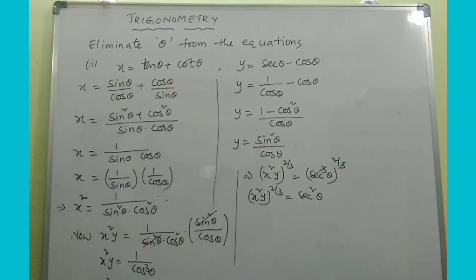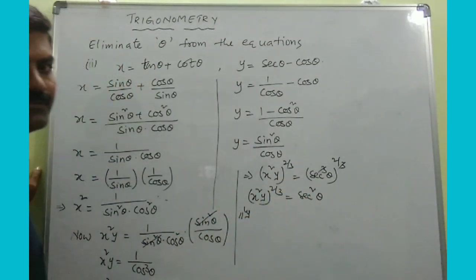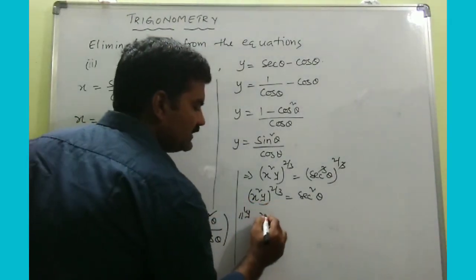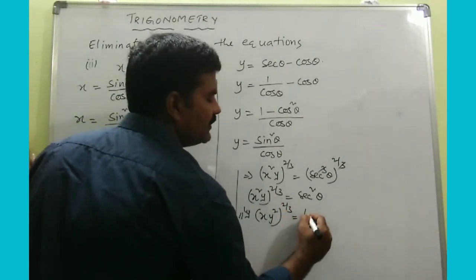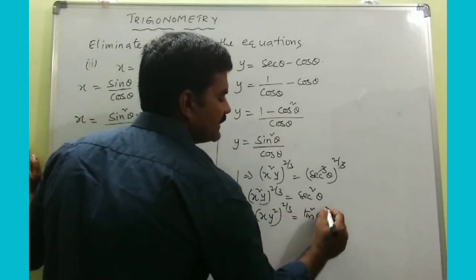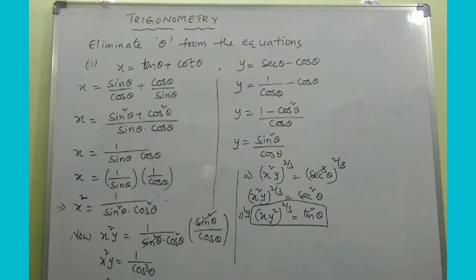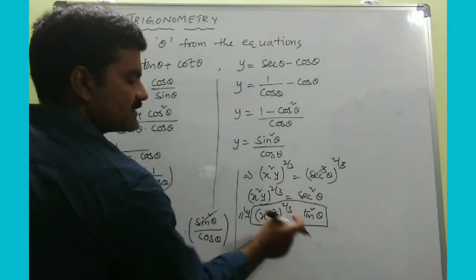Okay. Similarly, my dear, to save time, in the same manner you can also go for x into y square whole power 2 by 3. If you do it, then we are going to get tan square theta. So this is what you need to simplify. The value of x into y square whole power 2 by 3, you are going to get it as tan square theta. Hence now we have a relation in secant square and tan square.